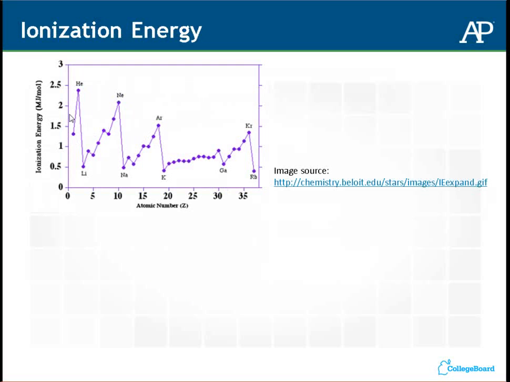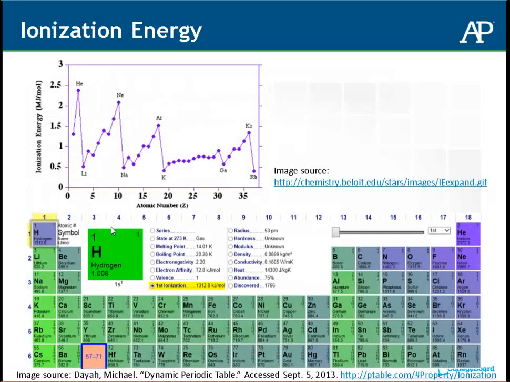Okay, so we've also talked some about ionization energy, which sometimes is called the binding energy, which is the energy required to remove an electron. And we talk about the trends of ionization energy. But where does this data come from?